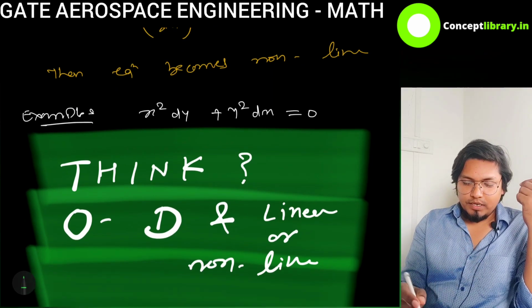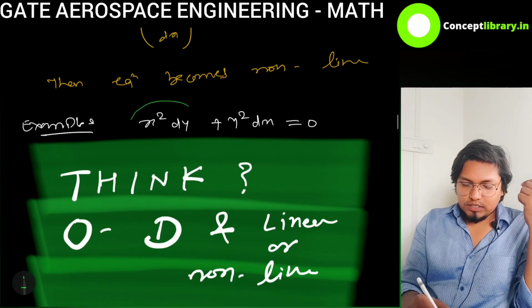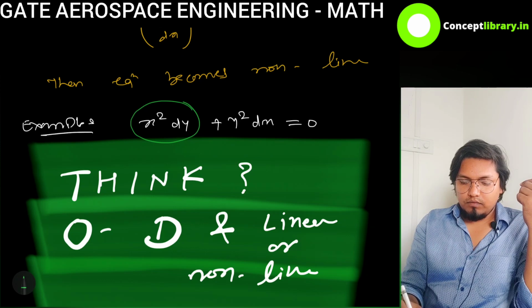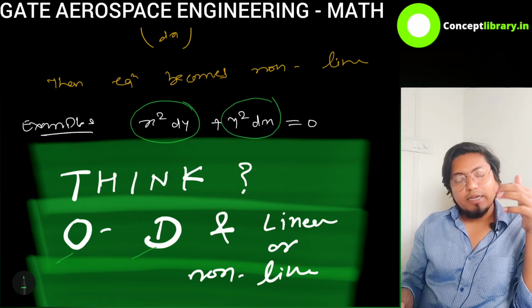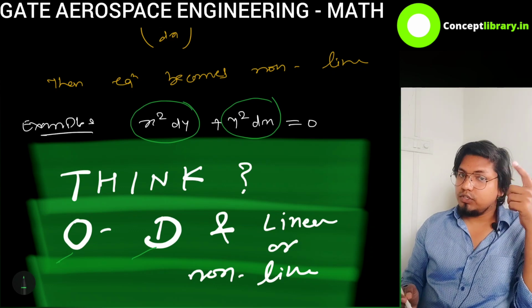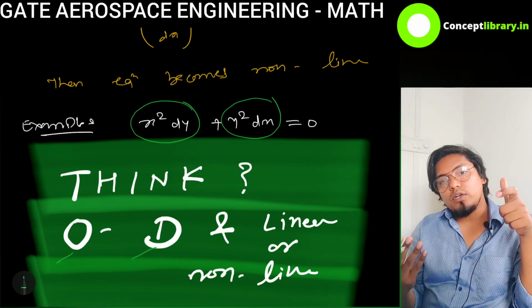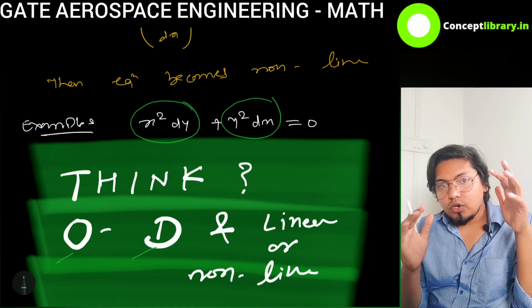Example: x square dy, y square dx. You check what is the order, what is the degree, and whether it is linear or non-linear. Pause the video and think. So what is your answer? Is your answer correct or not? Let's check here.